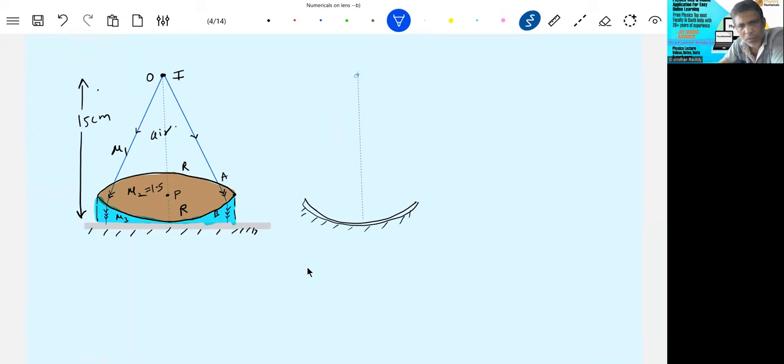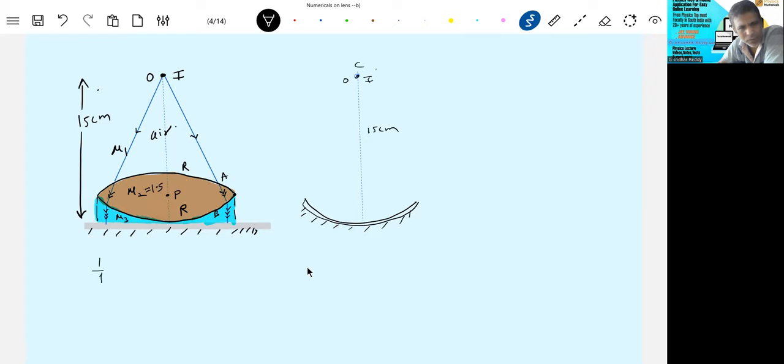Such that it should be at the center of curvature of it, so that object and image will be there only. Then use the silvered lens formula. Take help of this silvered lens. Then find out the equivalent focal length. First you calculate the focal length of this and this.